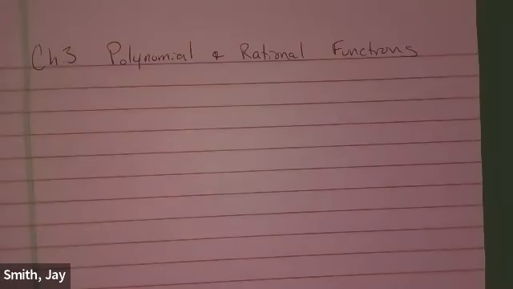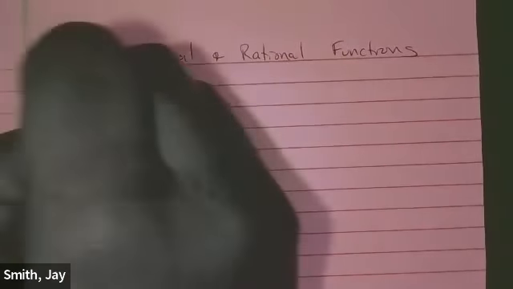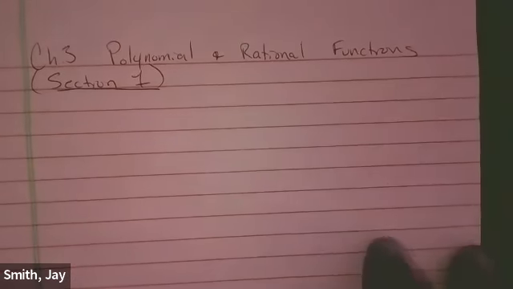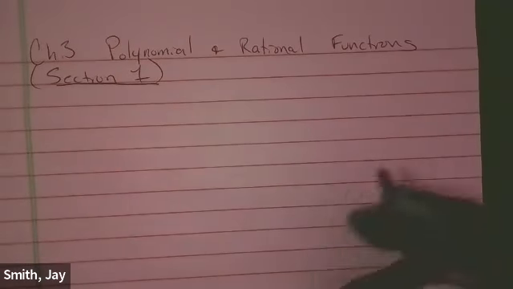So we're going to start chapter 3 today. Start with section 1. Chapter 3 goes with polynomial and rational functions. In section 1, we're going to go with some characteristics of those quadratic functions, as well as how their graphs are going to work. All right.